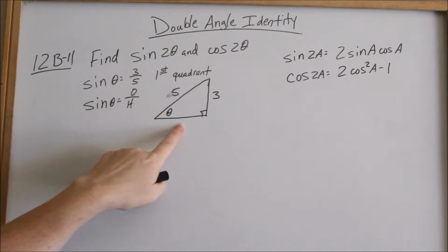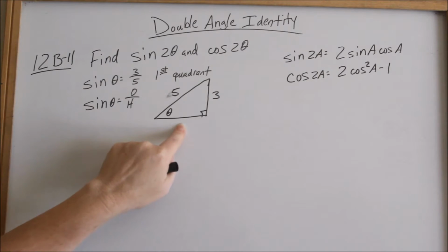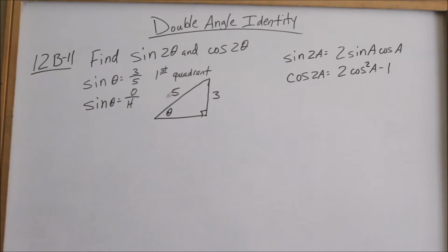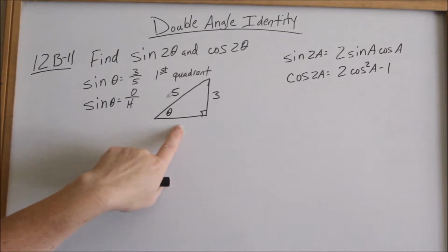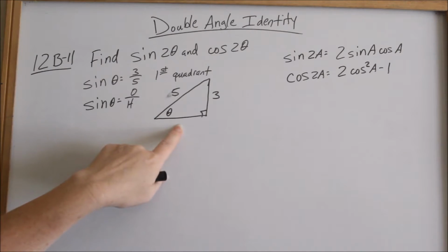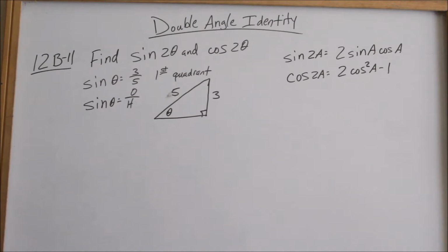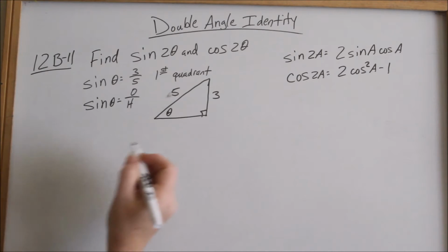So can I find this other side? Because then they're asking us to find sine 2 theta and cosine 2 theta. Well, since I'm dealing with cosine, cosine is adjacent over hypotenuse. If I'm standing here, this is my adjacent side. So I know I'm going to need the adjacent side. How do I find the third side of a right triangle? Pythagorean theorem. Okay, so I know I'm going to need to use Pythagorean theorem.